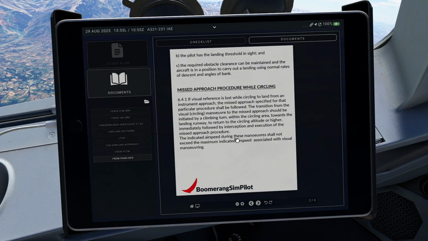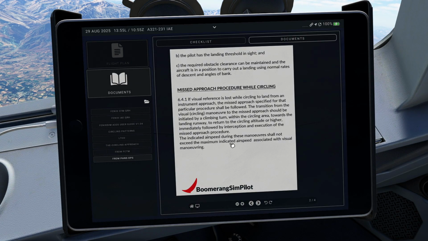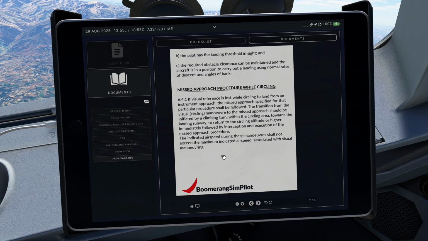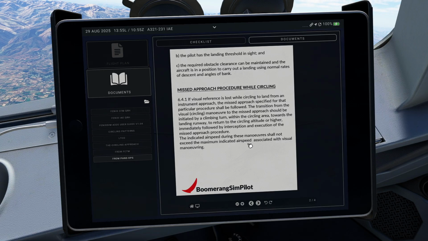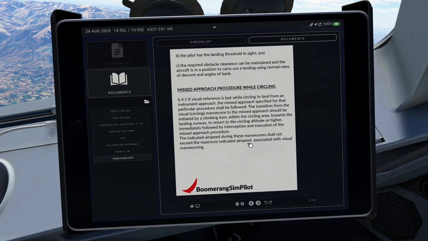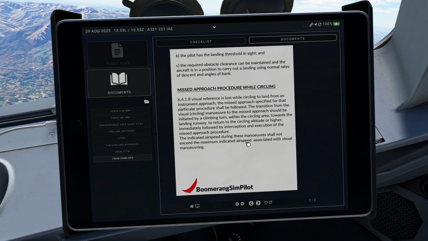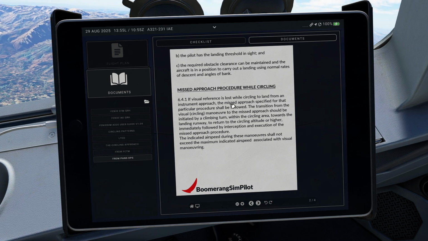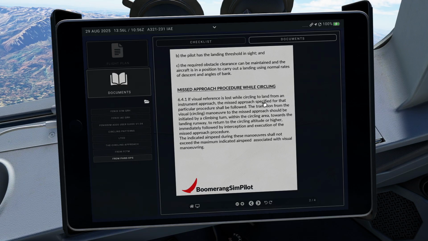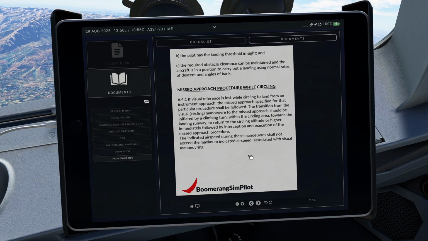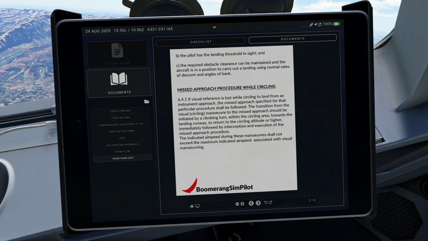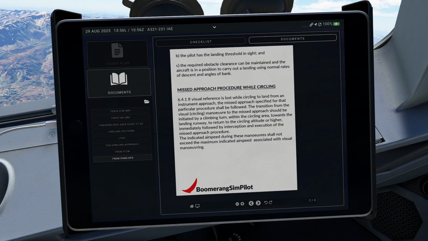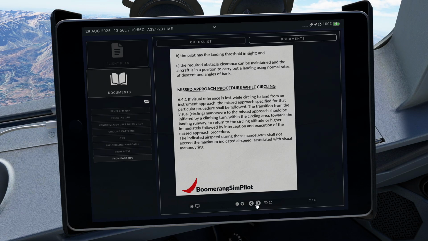The indicated airspeed during this maneuver shall not exceed the maximum indicated airspeed associated with the visual maneuver, with the maximum indicated airspeed for Cat Charlie aircraft being 180. We will cover it later. And for this item, the missed approach specification, I will go through the Airbus Safety First item, and we will cover how you have to go through the missed approach from a circling pattern.